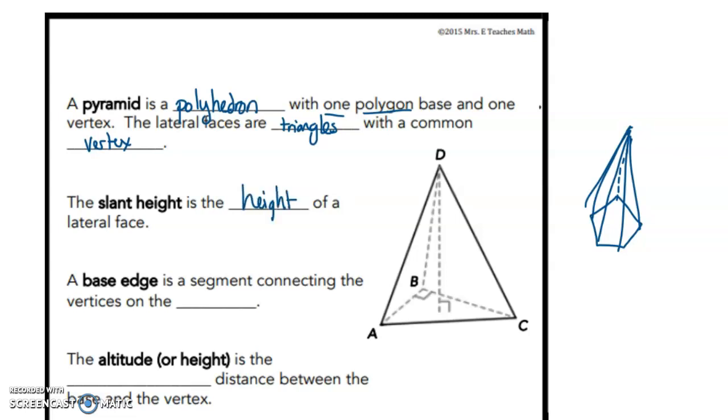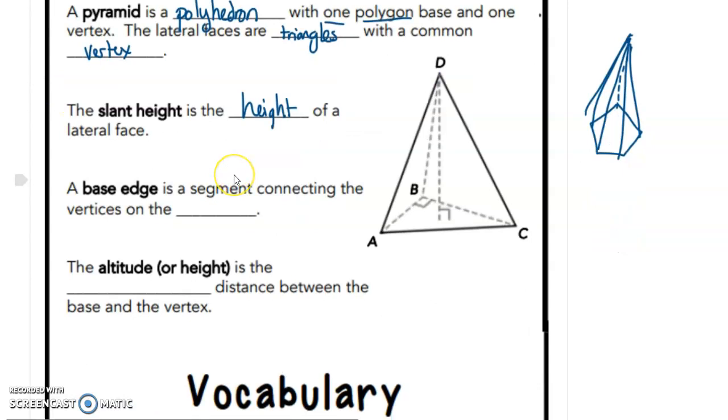Okay. So the slant height is the height of a lateral face. This one's always hard for students to get: the difference between the slant height and the height. So let's talk about the height real quick also. We'll come back to the base edge. The altitude or height is the perpendicular distance, so a height is always at a right angle. Let's color code here. The altitude or height is the perpendicular distance between the base and the vertex. So right here from the vertex D, straight down to the base at a right angle, that is your height.